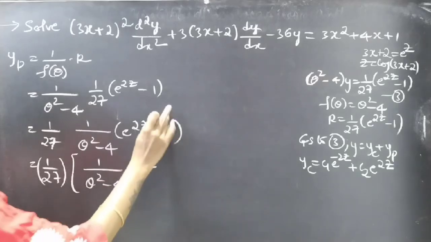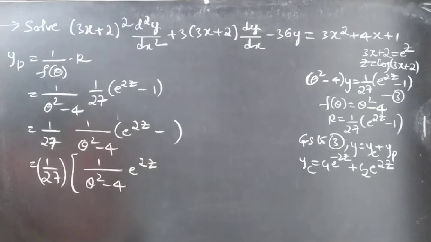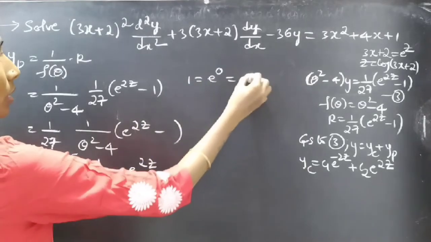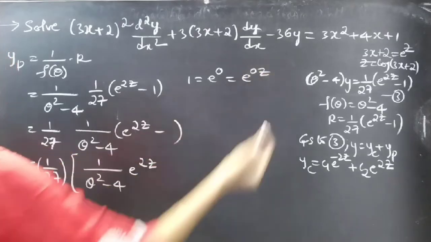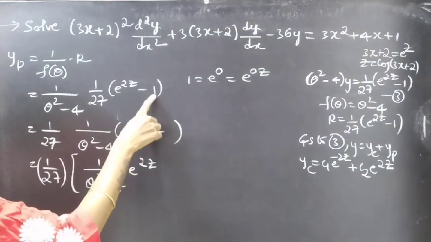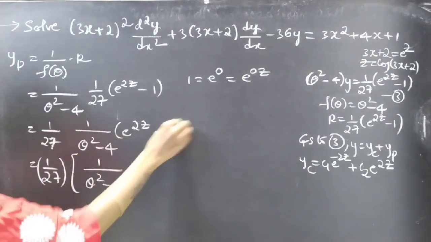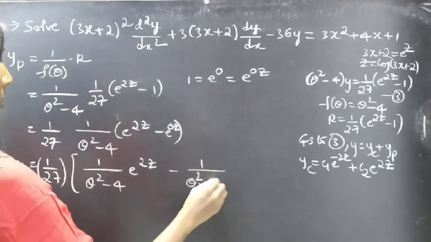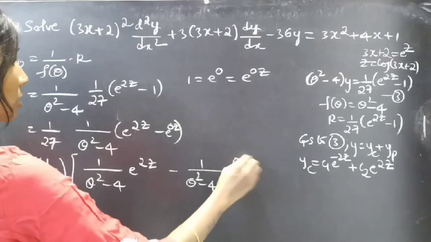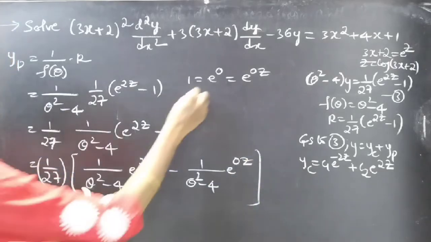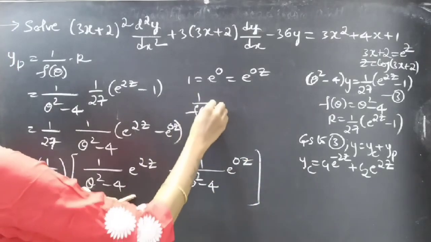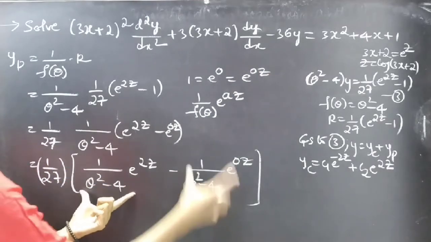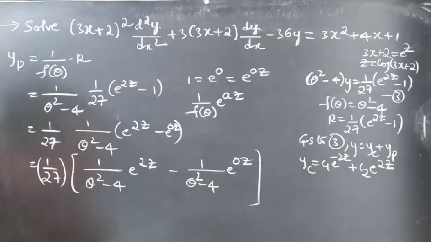We can just write this 1 as e power 0z, since 1 is equal to e power 0. So we'll replace this 1 by e power 0z for our convenience, minus 1 by theta square minus 4 into e power 0z. See, this is of 1 by f of theta into e power az type. These two terms are of 1 by f of theta into e power az type.